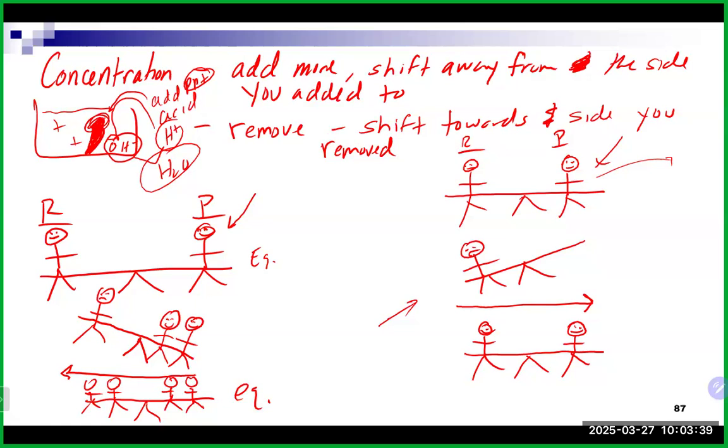Any questions on that there? So add away and remove goes towards it. Like I said, sometimes it's good to think of if you remove something, big hole, got to go towards it to fill the hole. And that's a good way to remember it. Any questions on that there?